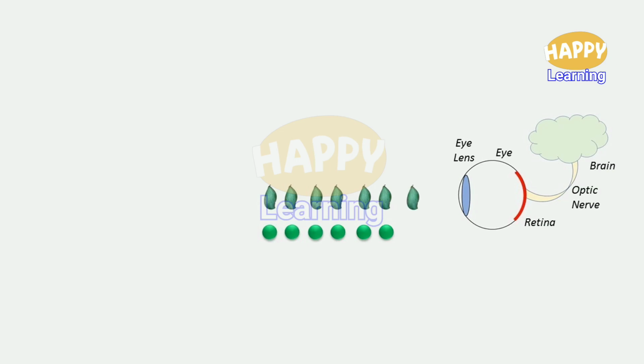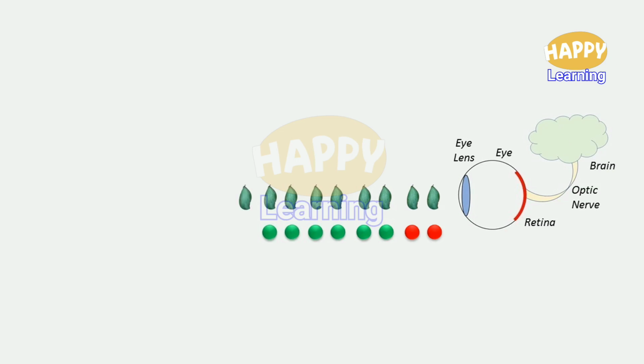Now this object is blurred. It is not clearly visible, so put a red mark. On further moving the object towards your eye, again it is blurred, so put a red mark.